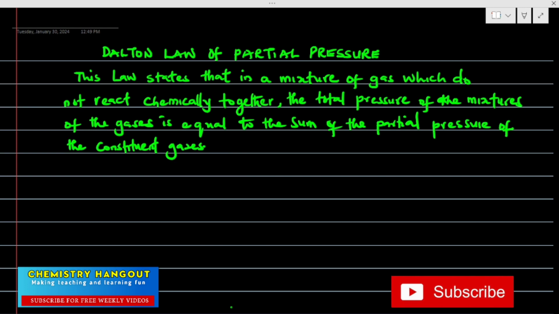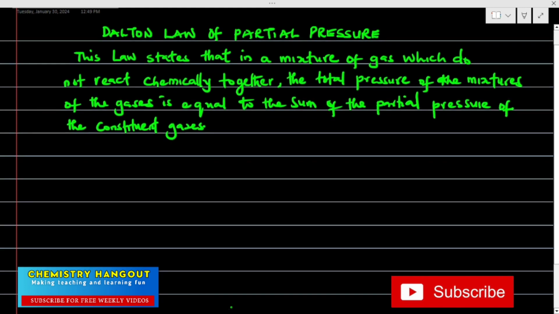Now, what is this law saying? What is the meaning of this law? What can we understand from this law? The law states that in a mixture of gases which do not react chemically together, the total pressure of the mixture of the gases is equal to the sum of the partial pressures of the gases. Let's take examples. I just want us to understand this law.